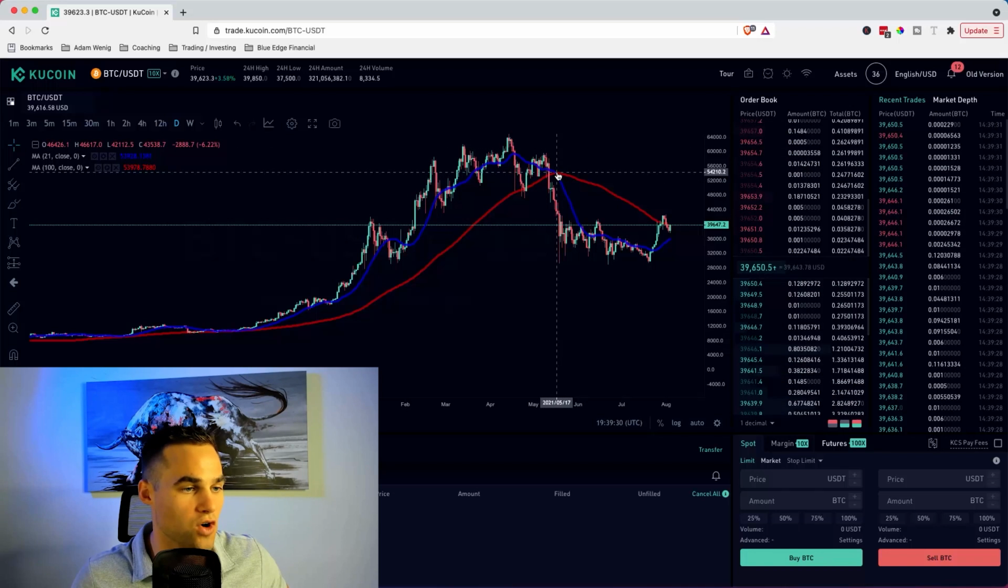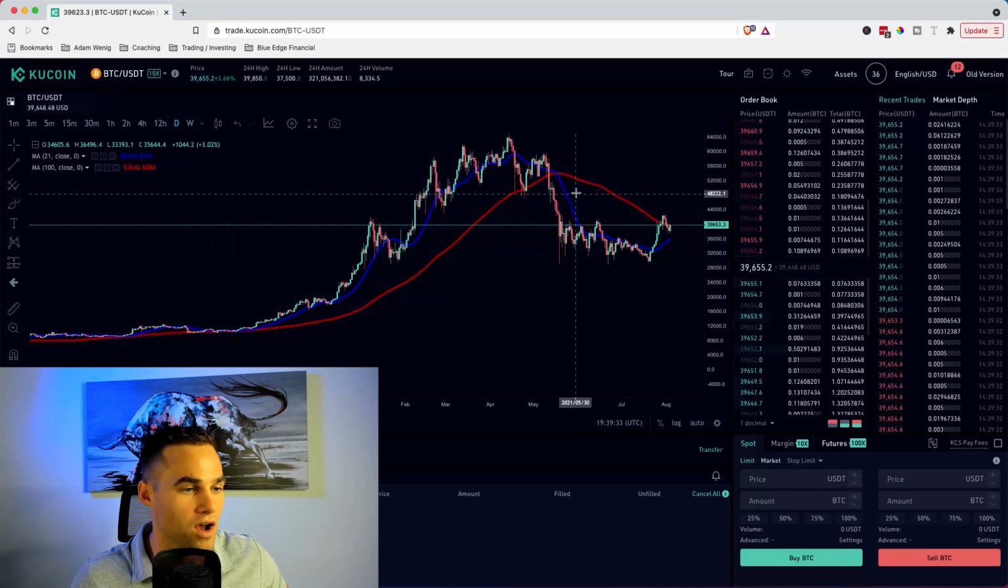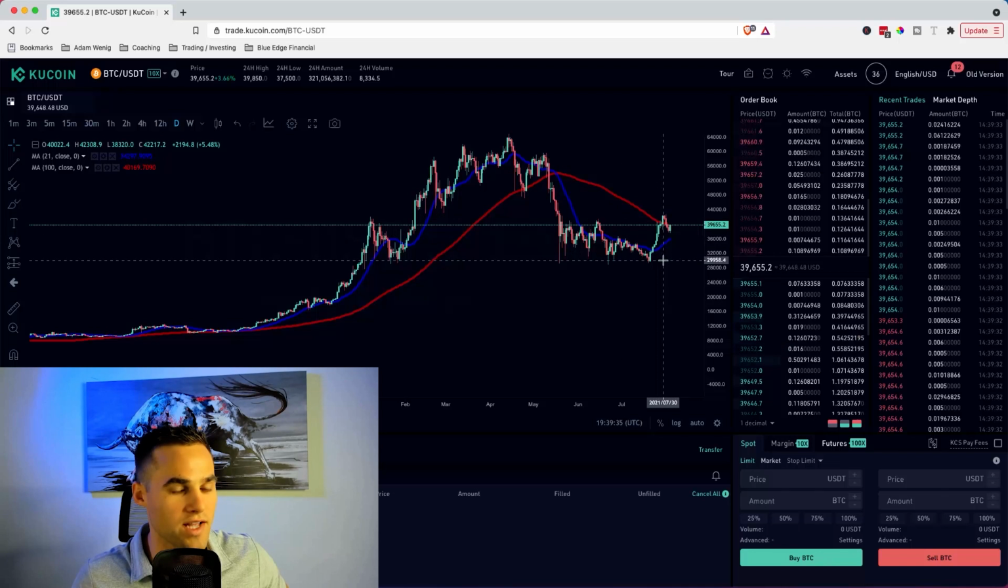And then you can see when there's a cross and the fast one comes below the slow one, then we're in a downward trend. So this is an easy way that you can determine the market bias.